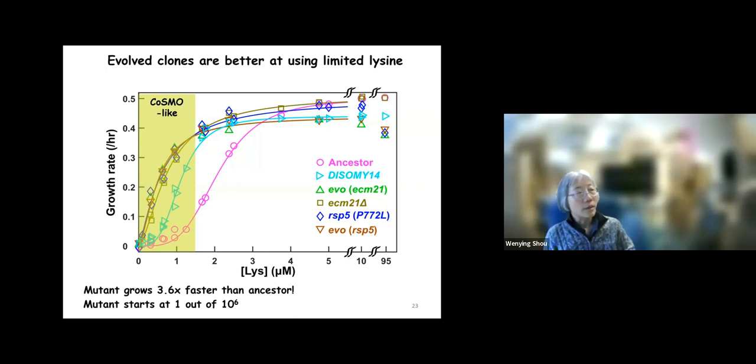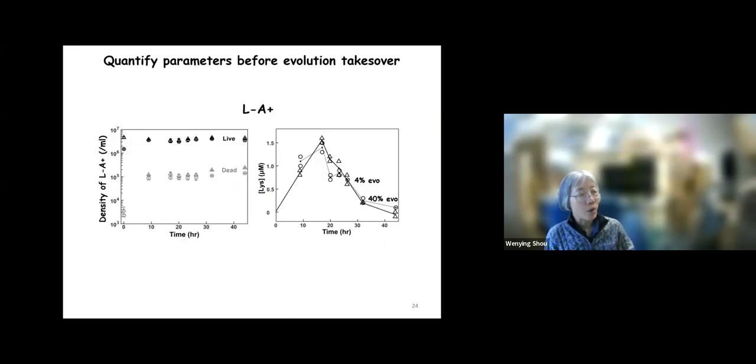So the evolved clones are much better at using limited lysine, and they are far, far more fit than the ancestor. These experiments are really tricky. So the way we deal with it is to truncate: we don't use data after 24 hours, we have to finish the experiment before then, to avoid the mutants taking over. That's how we dealt with one of the strains.